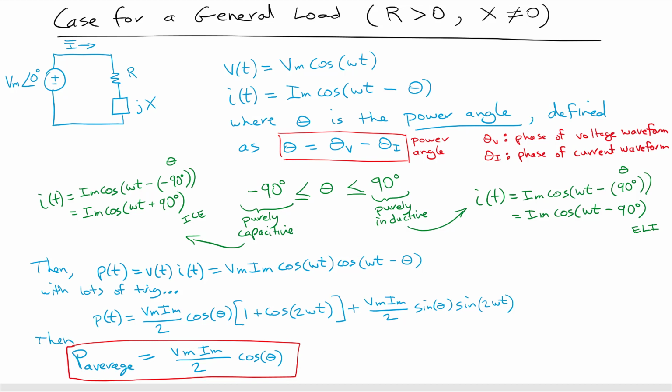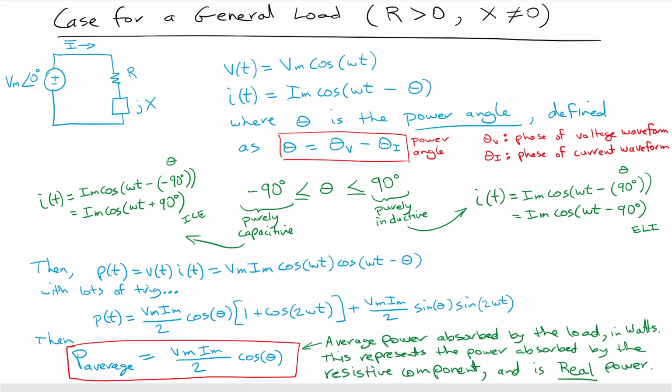Those are the magnitudes of the voltage and the current, divided by 2, and then times cos theta, where theta is the power angle. Just make sure that you know that that is the power angle. Theta is equal to theta v minus theta i. This represents the average power absorbed by the load in watts. If you think about it more deeply, this represents the power absorbed by the resistive component of the load, and this is an expression for real power.